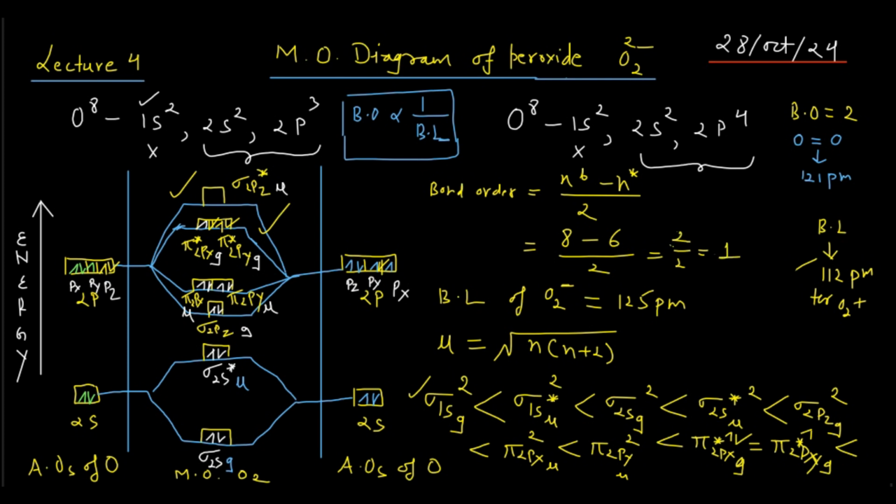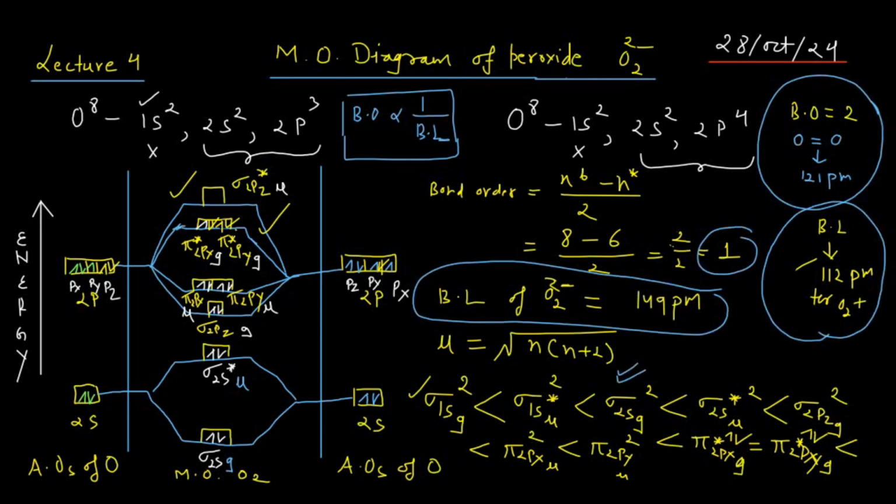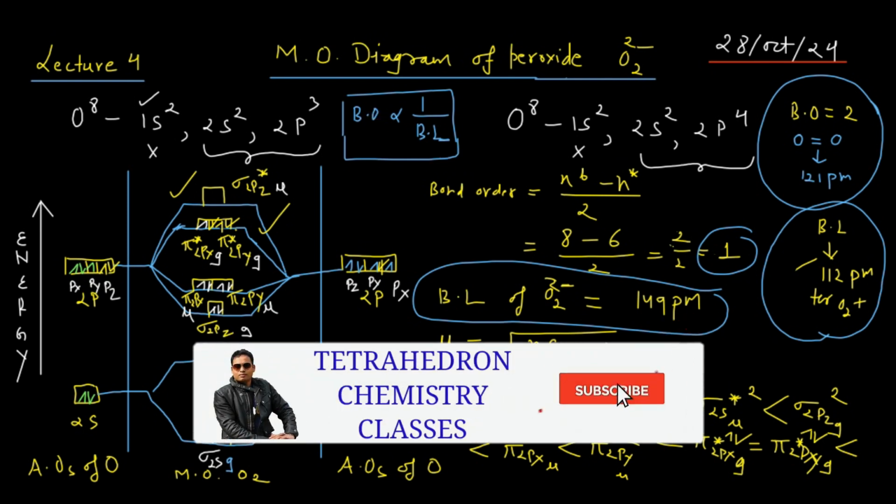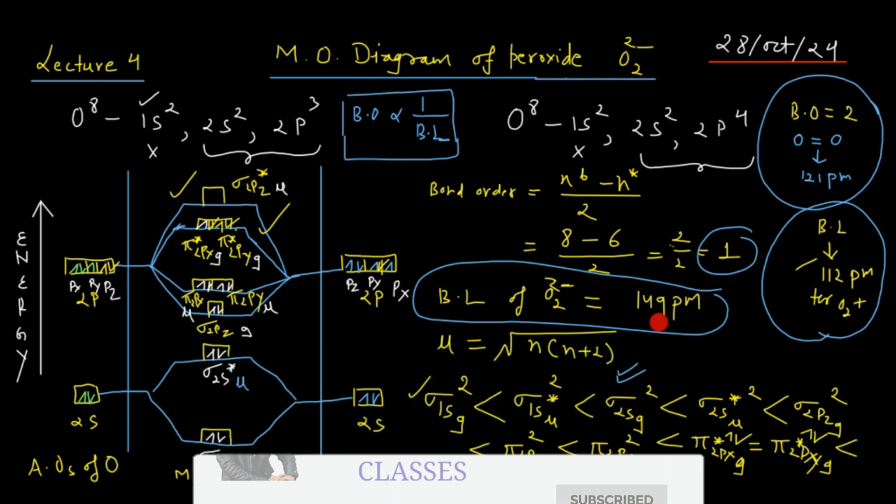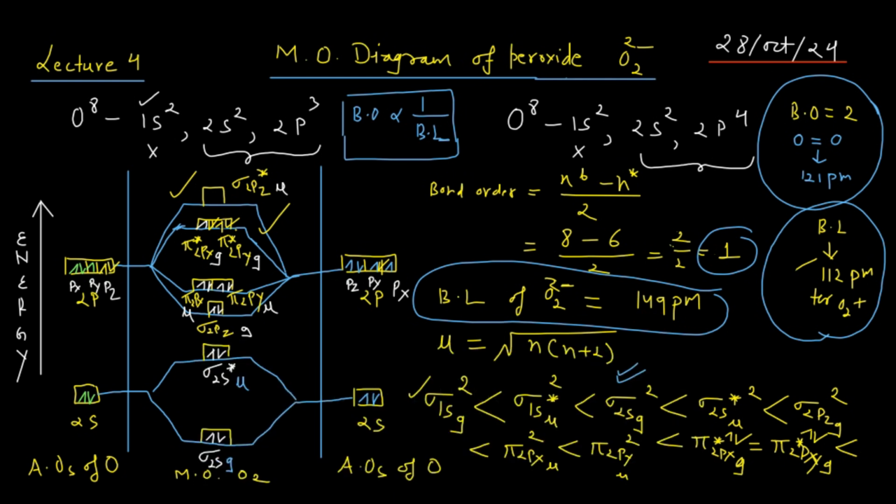So again you can see the bond order further decreases. And then you can see the bond length of this peroxide as well. The bond order has decreased drastically, and it went up to 1. So definitely your bond length must be higher because they have an inverse relation. So for peroxide it is having 149 picometer of bond length.